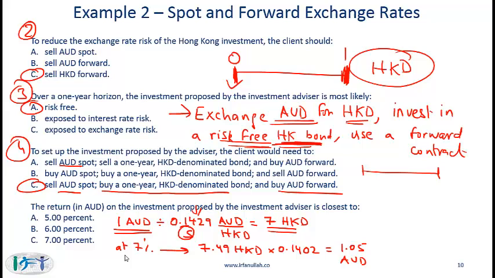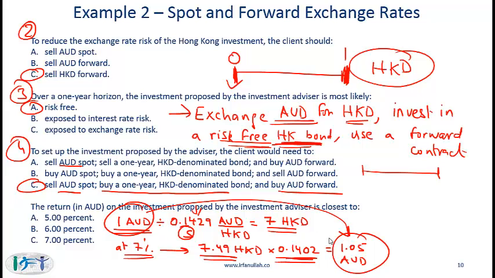7 Hong Kong dollars are then invested at 7%. After 1 year, we will have 7.49 Hong Kong dollars. And this is the forward rate that we have booked at time 0, which means that at the end of 1 year, we can convert 7.49 Hong Kong dollars at this rate into 1.05 Australian dollars. We started with $1 Australian, end up with 1.05 Australian dollars, so our return is 5%.